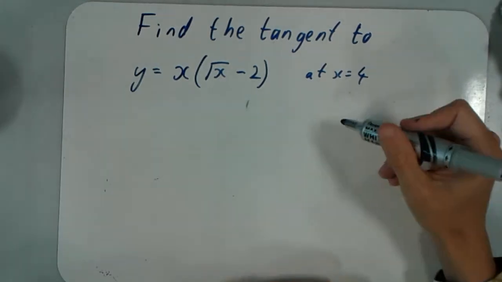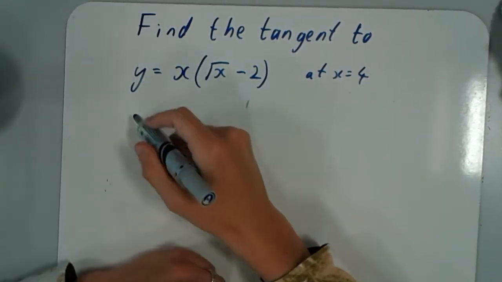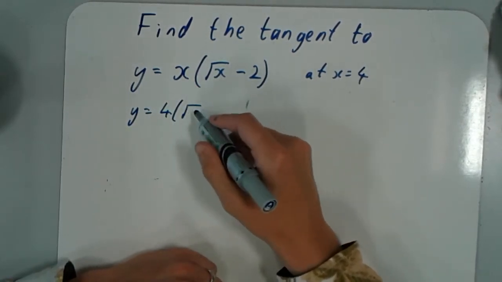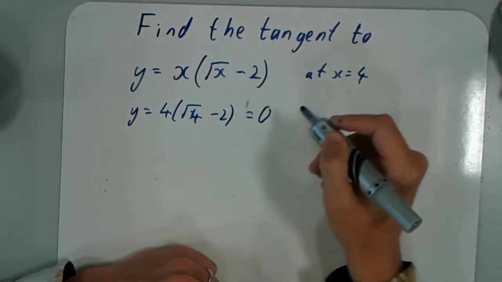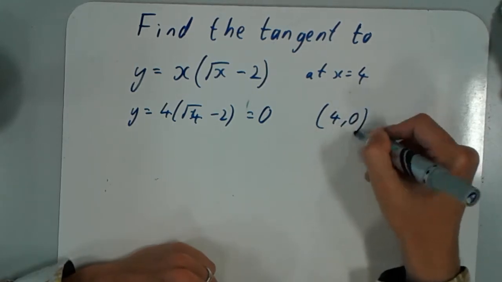First of all, let's find the y coordinate. As we know x, we can just substitute that in to find y. y is going to be 4 times the square root of 4 minus 2, which is just 0. So our coordinate is (4, 0).